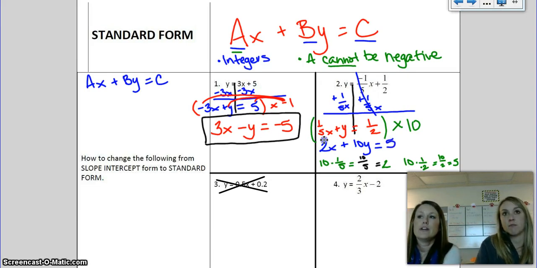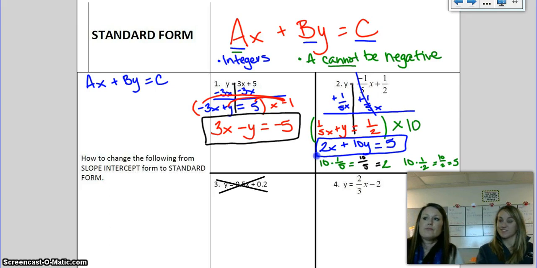There you go. A is positive, and it's an integer, and everything works. Cool.